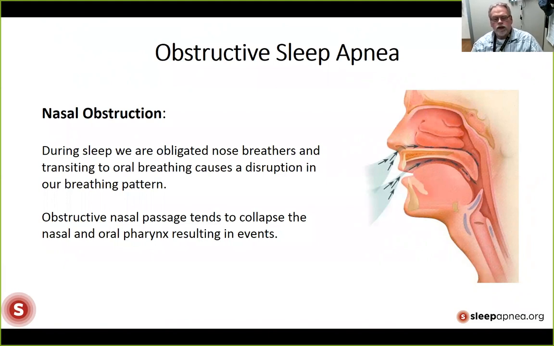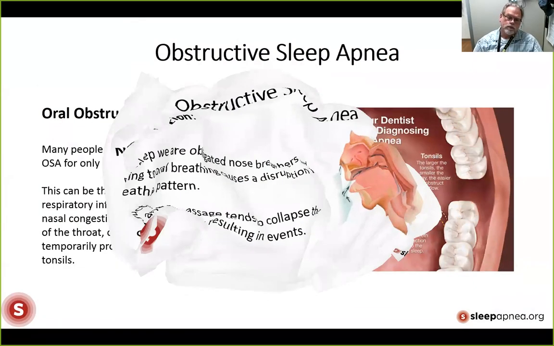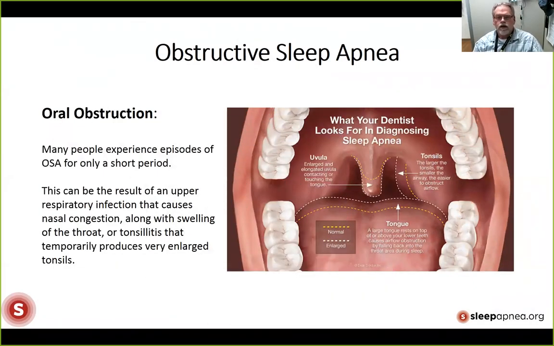But if we aren't able to breathe through our nose, then our secondary source for breathing is our mouth. So if we have any type of obstruction in the nose, deviated septum, allergies, excess tissue, other deformities, it's going to cause an obstruction, and that obstruction can very well lead to one of the apneas that we're talking about. But if we're not breathing through our nose, we'll breathe through our mouth.